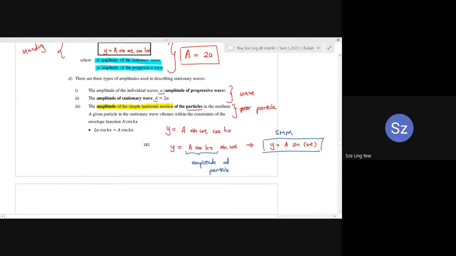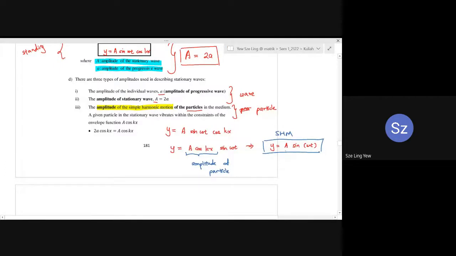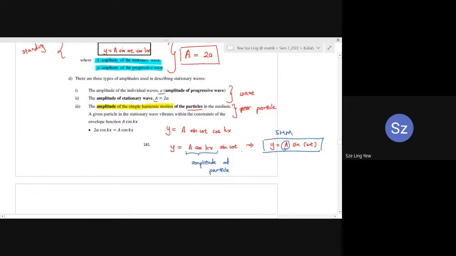Okay, because it represents the A here, the A in simple harmonic motion. So don't get confused between three different amplitudes. The A in stationary wave, this one just represents the amplitude of stationary wave. Okay, and then the A in a progressive wave, that one is a different story.